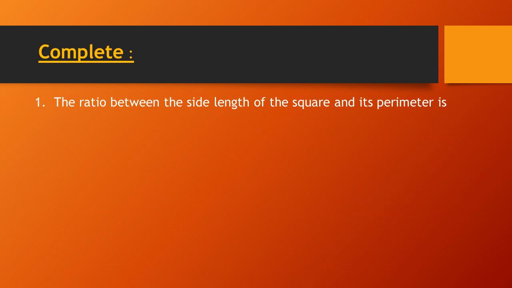Complete. Number 1. The ratio between the side length of the square and its perimeter. Don't forget, the order is very important. I told you side length at first. And perimeter of what? Of a square. It will be 1 to 4.